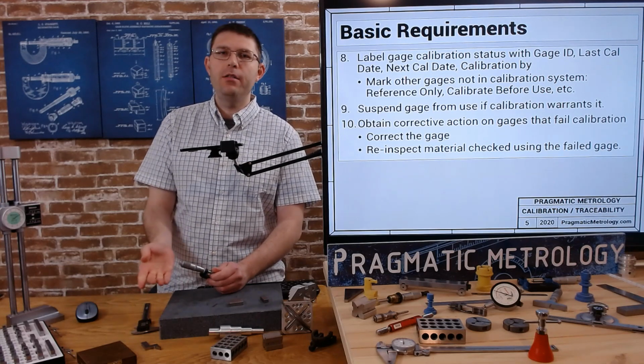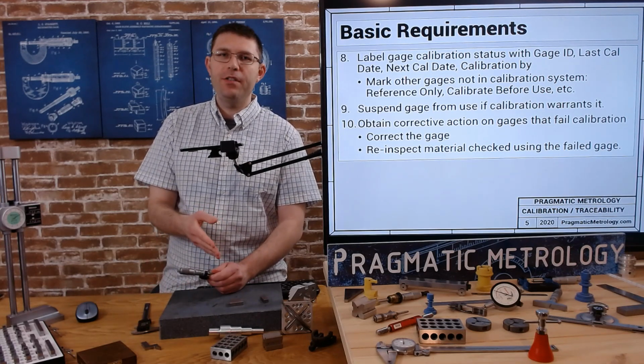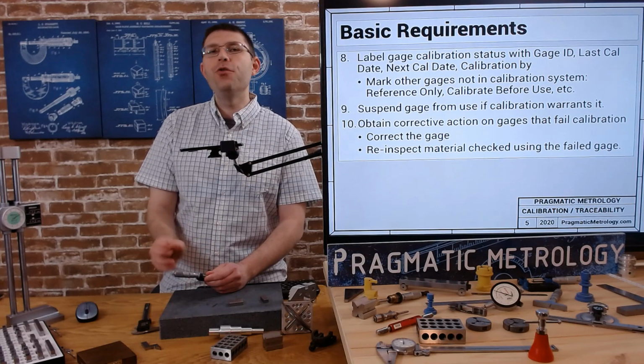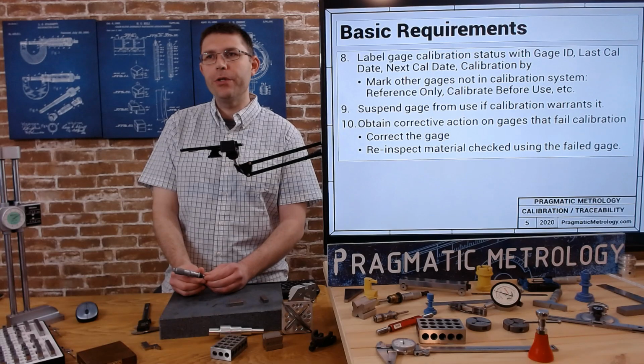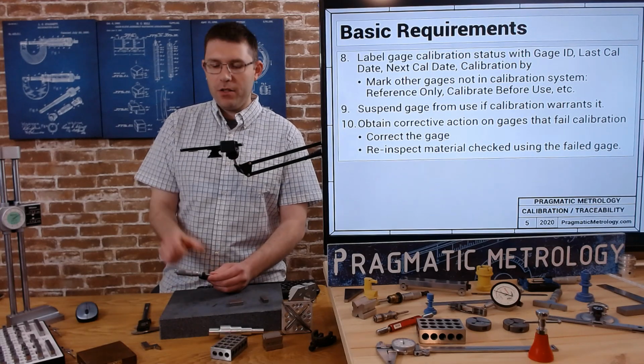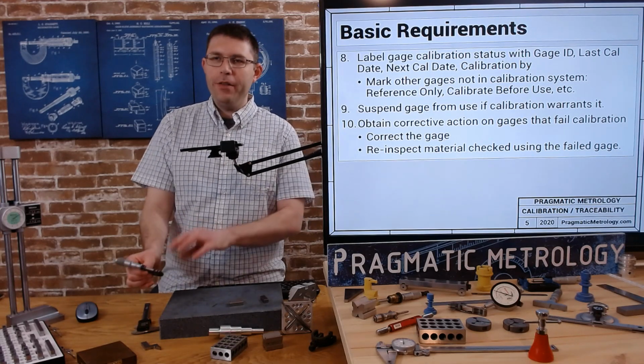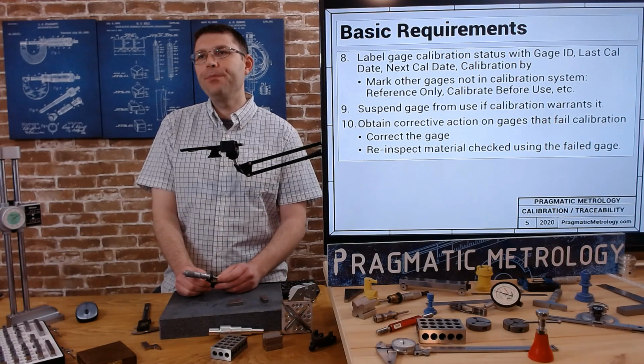So you need either the next due date and the previous date, the interval, and who did it helps you track down people sometimes if there's questions. So those 4 things on a small label, on the gauge or on the case is fine.